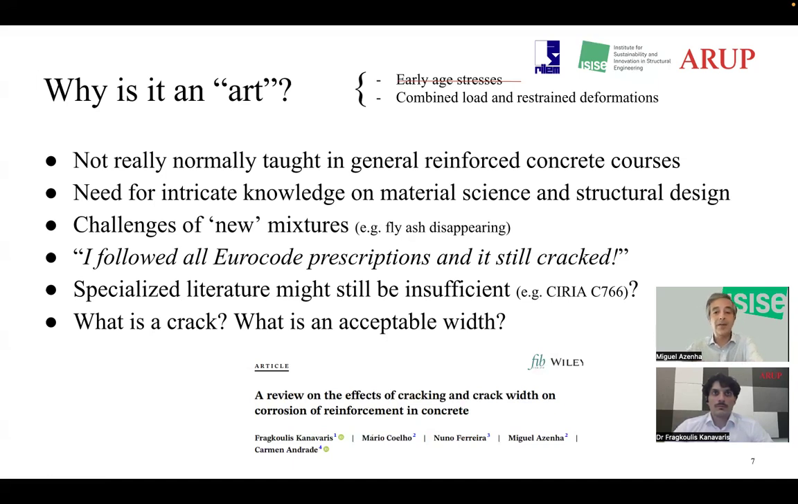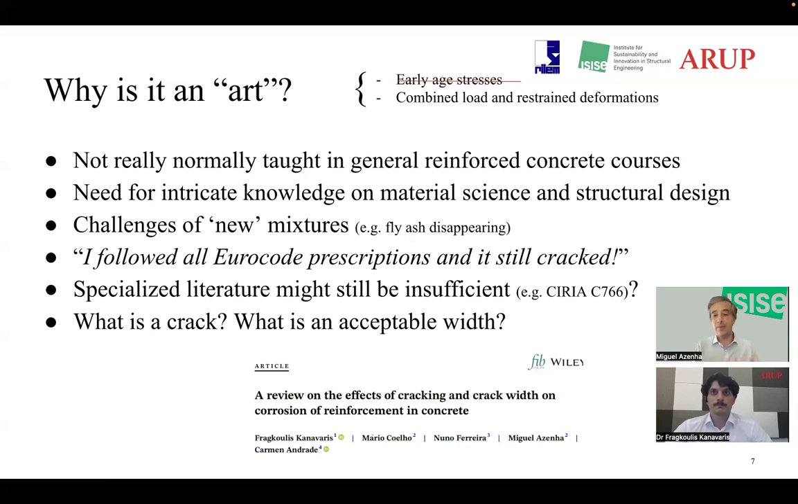So the second aspect, also already mentioned, is that we need an intricate knowledge of material science and structural design. So it's not only about prescribing the concrete class, because there's so much more to it, to understanding what's the origin of the behavior of the material in terms of shrinkage, in terms of creep, for example, and also how it will interplay with the surrounding environmental conditions.